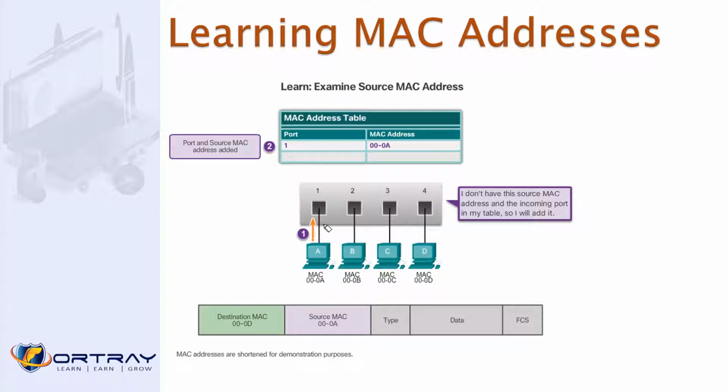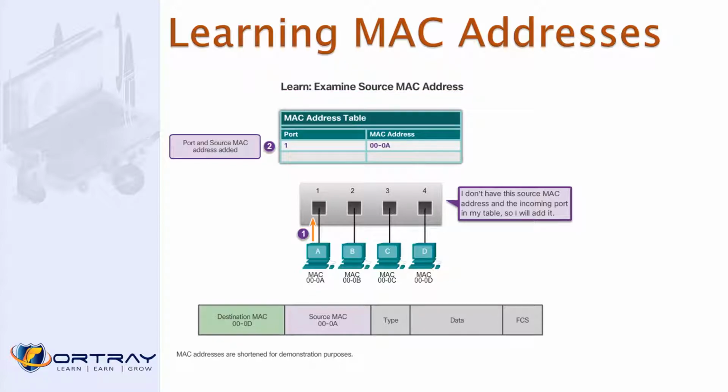So whenever you connect a PC, the switch says, I don't have this source MAC address and it is coming from this port in my table, so I will add it. So basically, the port and source MAC address are added in the table. The switch says, oh, this is the first time I know this guy, I learn this MAC address and associate it with my port 2. That's examining the source MAC address. This is how the switches learn the MAC address. So you connect a PC to a switch, and straight away the switch will learn the MAC address.